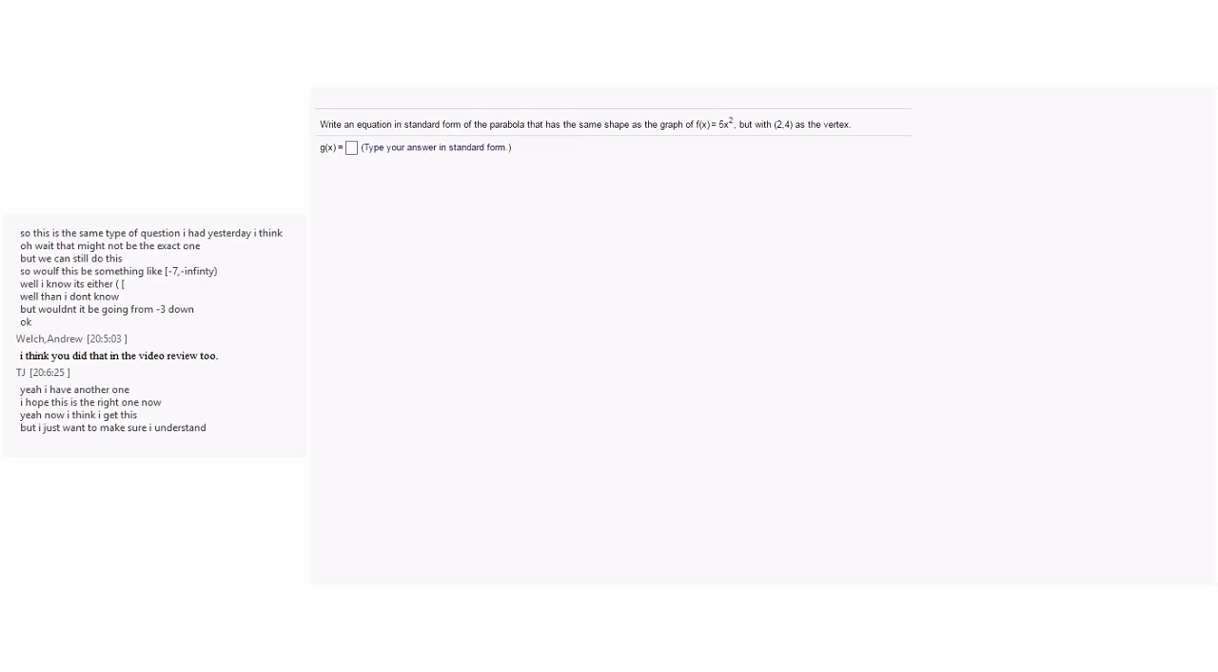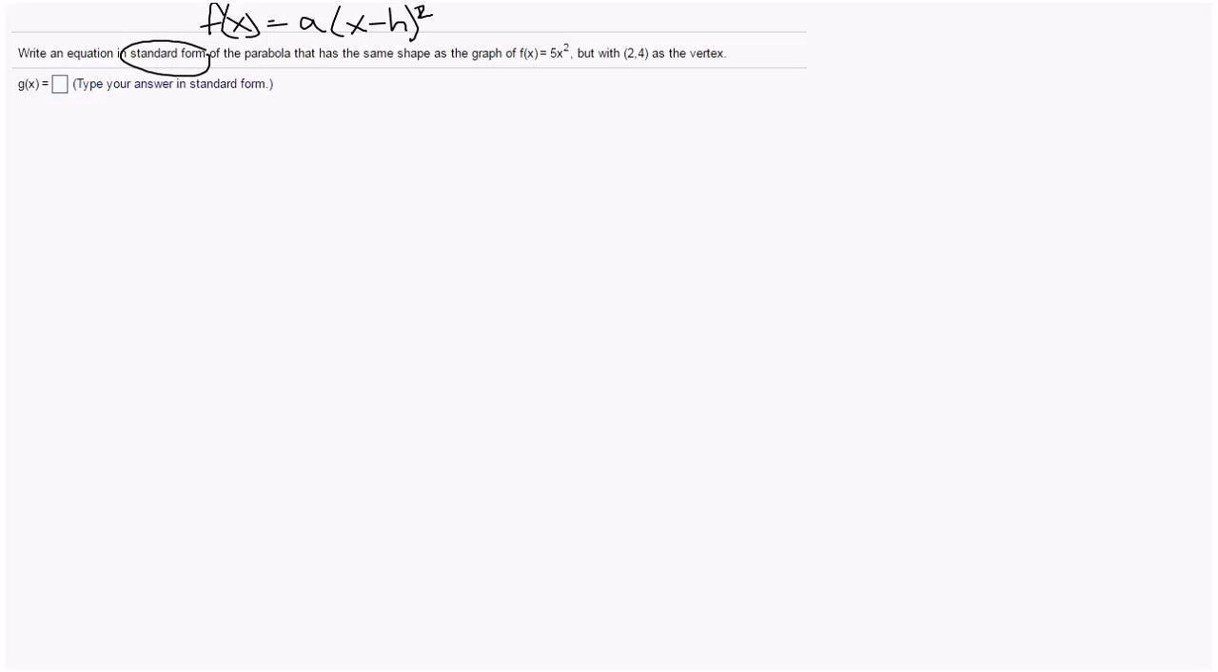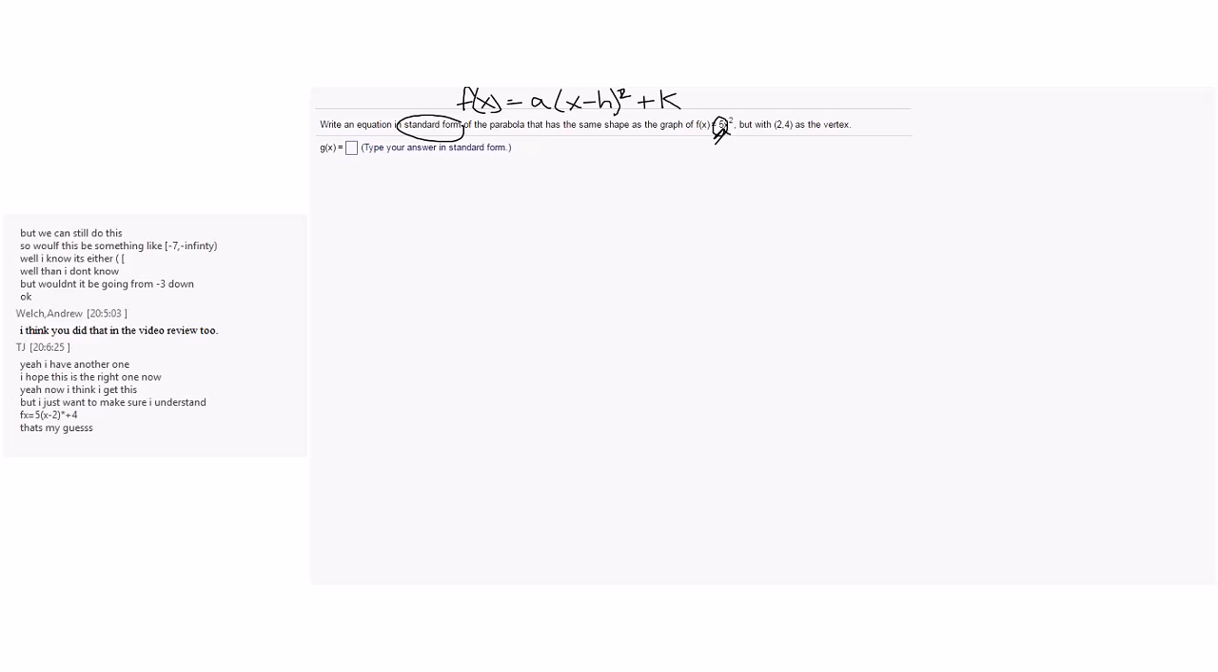Great. So first of all, it's important to know what standard form is, and standard form is going to be this one: f of x equals a times (x minus h) all squared plus k. So that's our standard form of a parabola. And we're saying that we want it to have the same shape as this graph of f of x equals 5x squared. So if it's going to have the same shape, we need to keep this coefficient of 5. And that's going to become our a value in this a(x minus h) squared plus k.